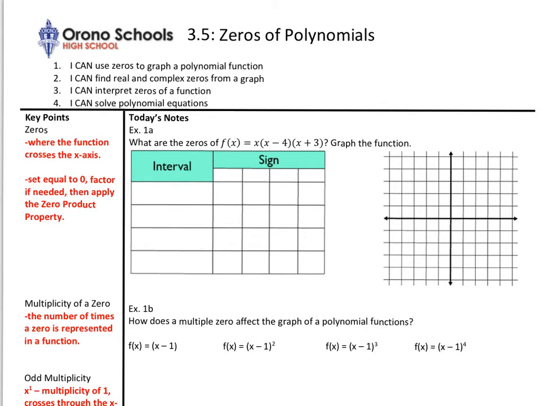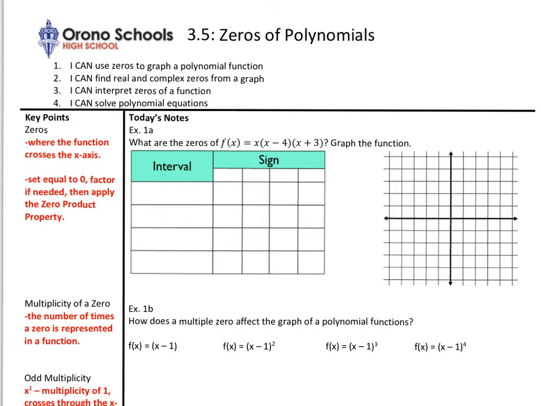To find zeros, you set the equation equal to 0, factor if needed, and then apply the zero product property. That means you simply take each individual portion of the factor and solve separately for the x-intercept or the zero. Example 1a on the right. What are the zeros of f of x equals x times x minus 4 times x plus 3? Graph the function. Well, the first thing we're going to do is find the zeros of the function.